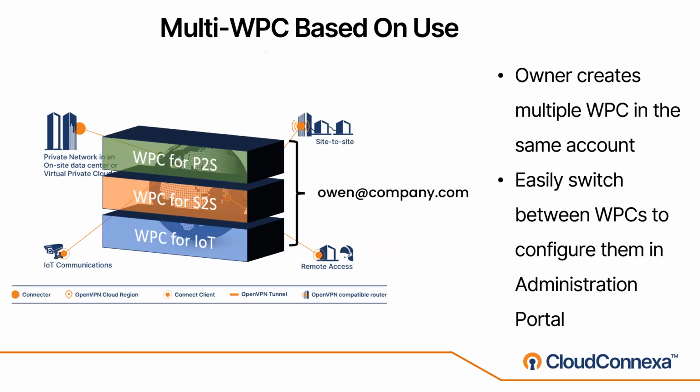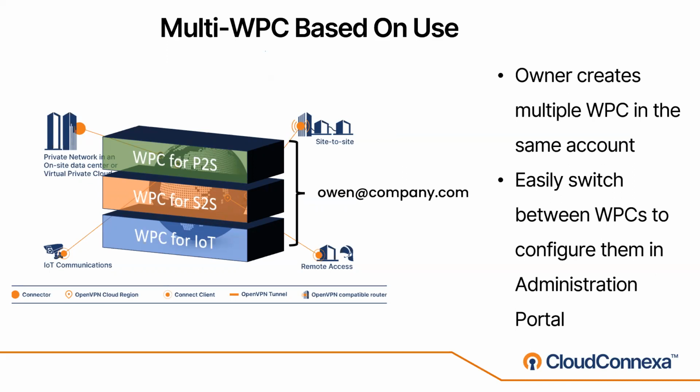So what does this multiple WPC mean? I've given an illustration here. In the center, think of your center as being CloudConnexa, and you see on the right that all these three WPCs belong to just one owner account, owen@company.com. So you can think of segmenting all the networks that you have administrative control over into three parts. Here it's based on the use case.